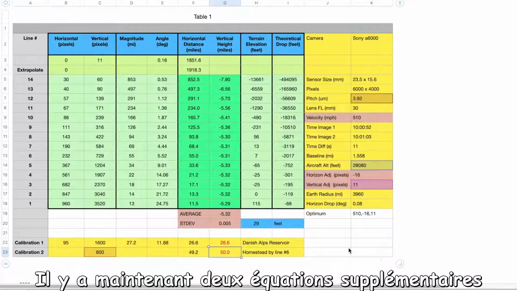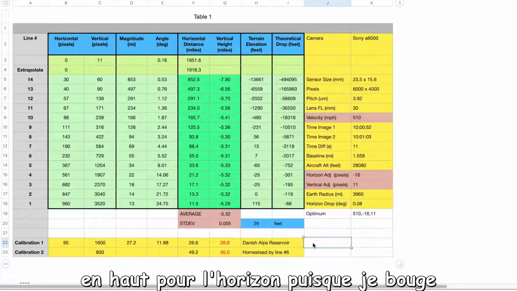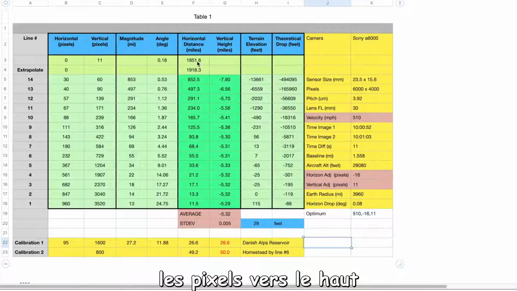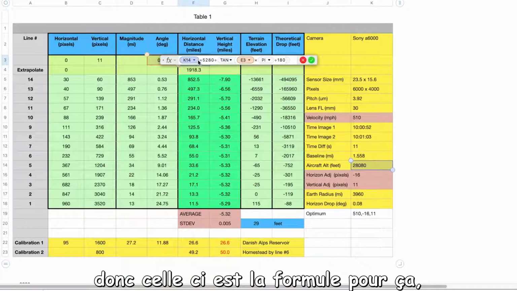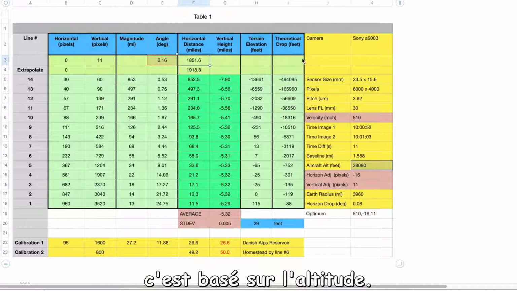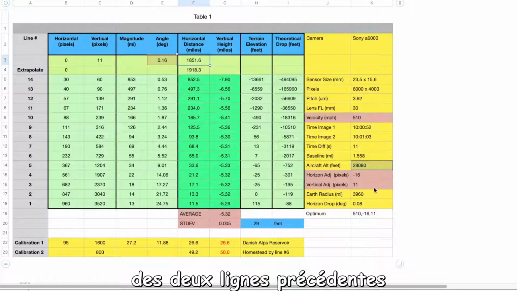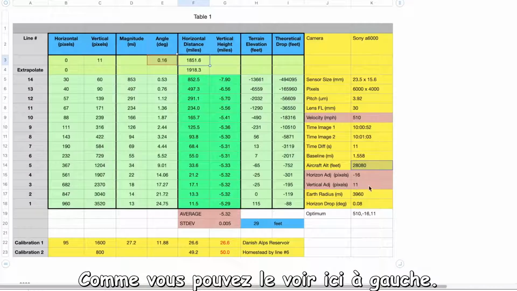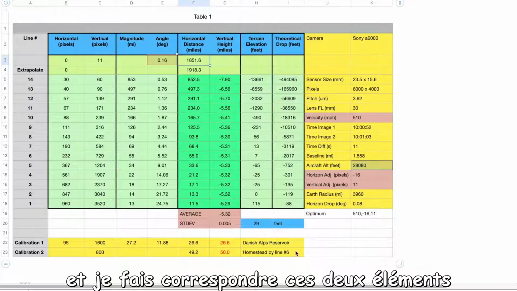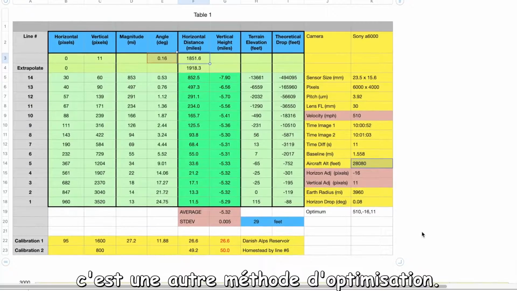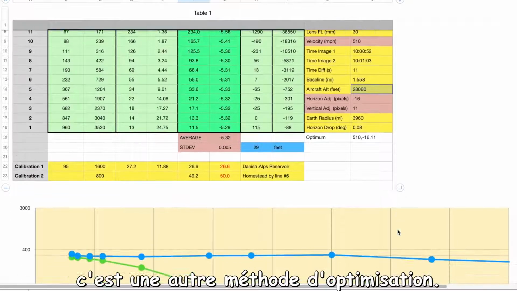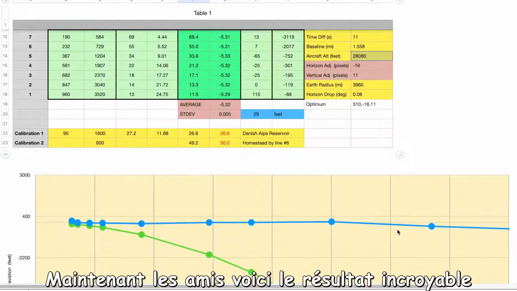Now there are two more equations at the top for the horizon, since I'm moving the pixels up. So there's the formula for it. It's based on the altitude. Okay, and the line below is based on extrapolation from the two previous lines, as you see on the left, and I actually match those two things. They have to match, so that was another optimization technique.